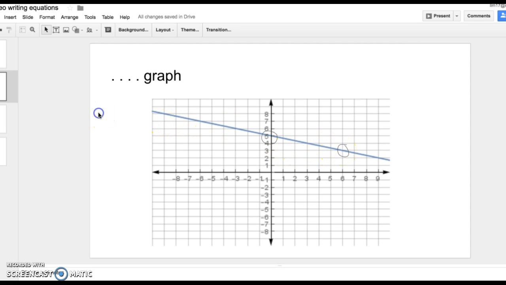So what would that make my slope if I go down 2 and over 6? Go ahead and write your slope. I went down 2 and over 6.